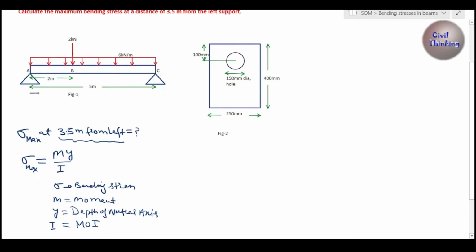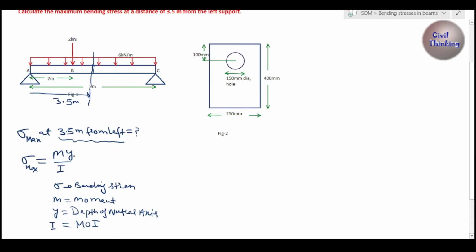Now when we fix a distance, let's say this is 3 meters, at this point there will be a fixed bending moment. It means M is also constant, because we have the condition of 3.5 meters from the left. If it was not 3.5 meters from the left, and we were just asked to find the maximum bending stress, then we would find the maximum bending moment in this beam. But because we have this condition, at a distance of 3.5 meters from the left the bending moment will be constant, and we have to find that bending moment. So M is constant too.